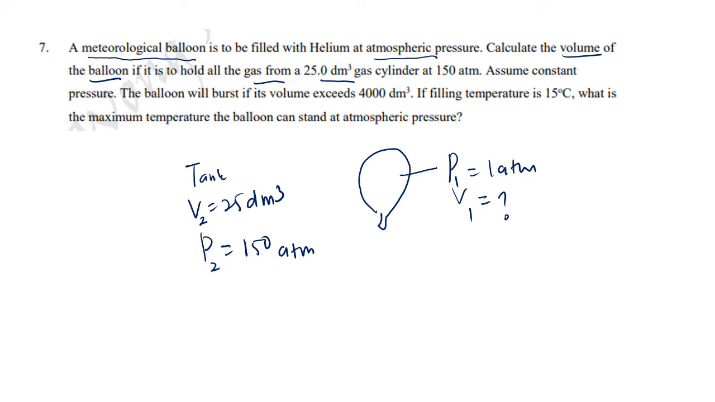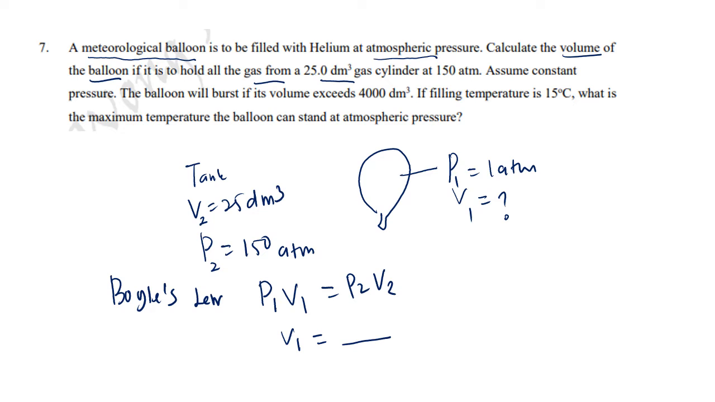So since there are two variables, volume and pressure, okay, the change of volume and pressure right now, we can use Boyle's law. Okay, Boyle's law is simply written P1 V1 equal to P2 V2. Okay, you solve for V1. What is the volume in decimeter cube?